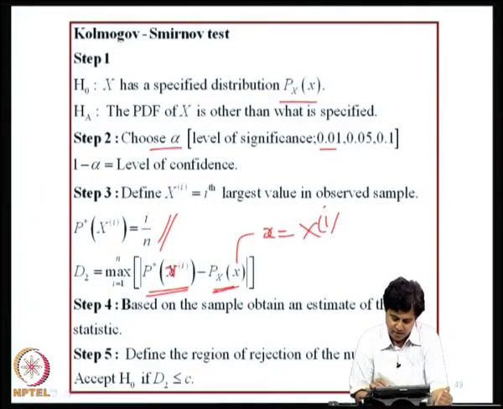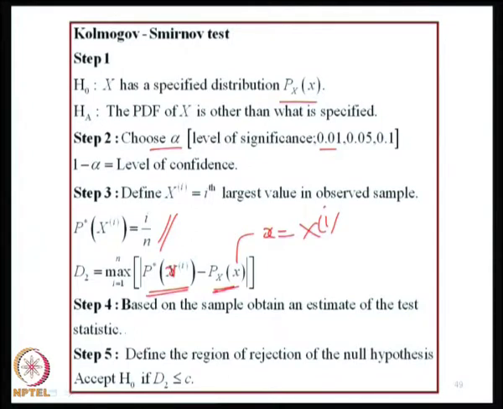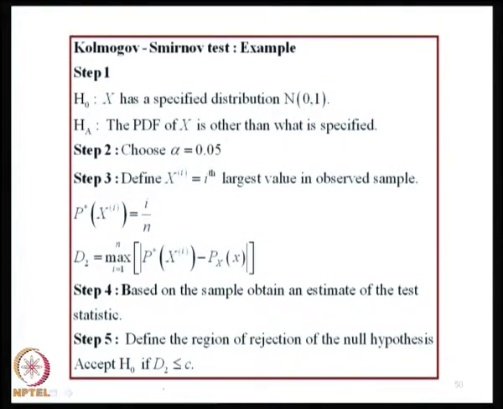Based on the sample, obtain an estimate of the test statistic. Now again we have to define the region of rejection of the null hypothesis: accept H naught if D is less than or equal to C. To be able to do that, we need the sampling distribution of the test statistic. In this test, known as the Kolmogorov-Smirnov test, this sampling distribution is tabulated, and we can refer to that and conduct this test. So, I will give some examples.